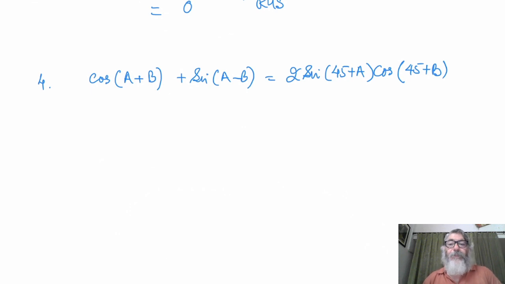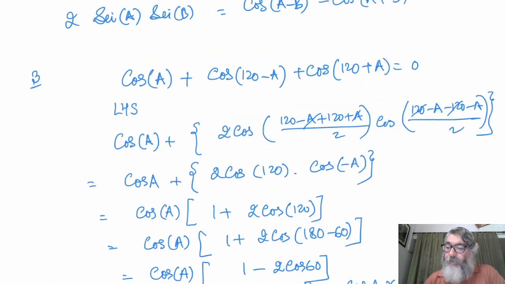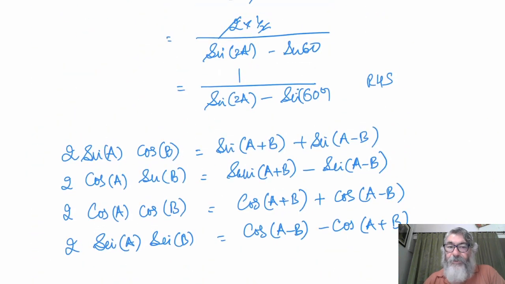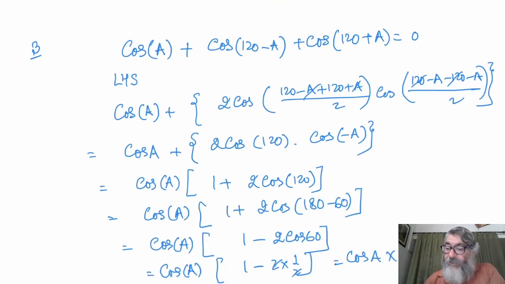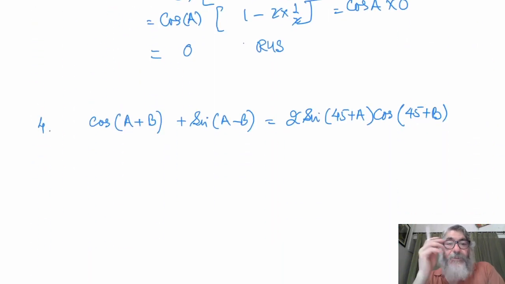Okay, we are doing the next problem based on the same kind of things like cos C, cos D, cos C plus cos D. We were doing the formulas, like you remember, 2 sin A cos B, or 2 cos A sin B, or 2 cos A cos B, or 2 sin A sin B, or we were applying sin C plus sin D, sin C minus sin D, cos C plus cos D, cos C minus cos D. In this particular question, if you look at this, cos(A plus B) plus sin(A minus B).